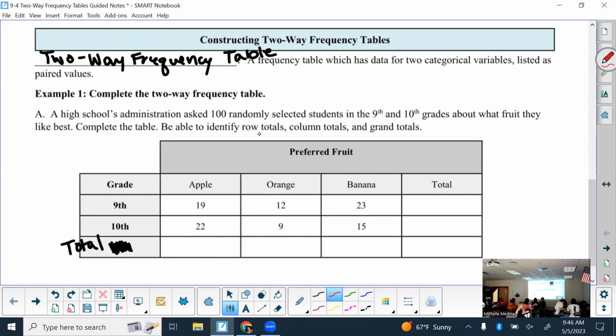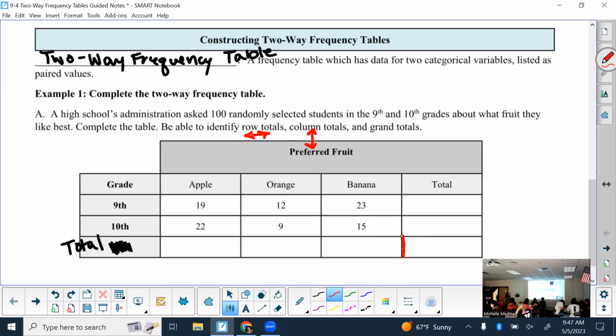Left to right. So you need to write that, go ahead. And then columns go up and down. And what do you think it means by grand total? So it is your bottom right.